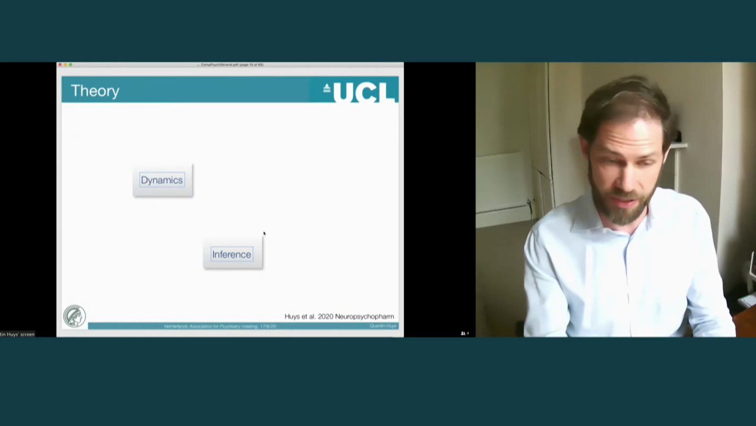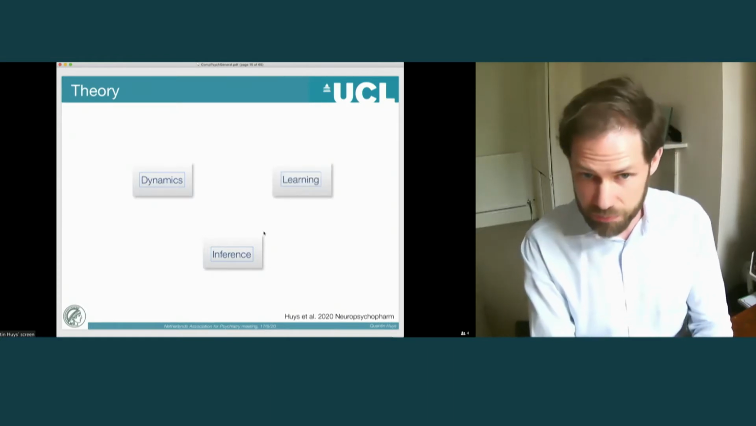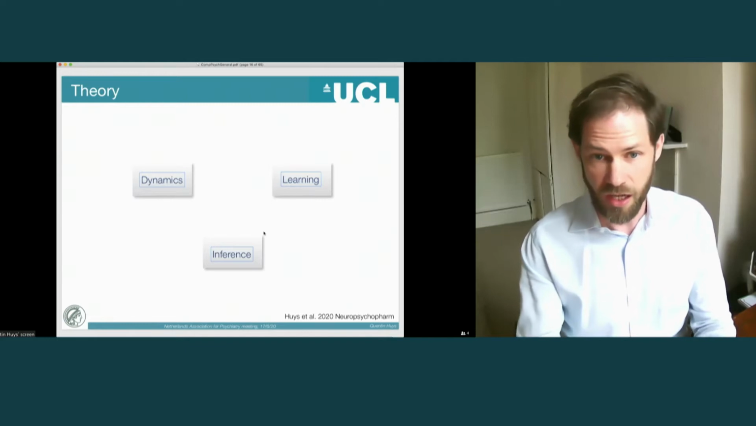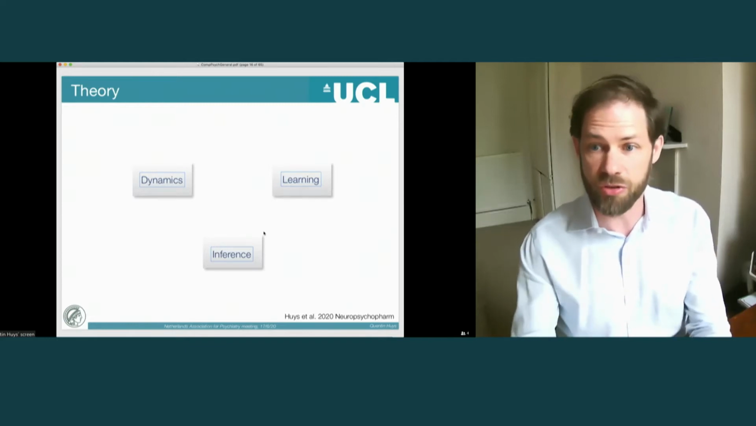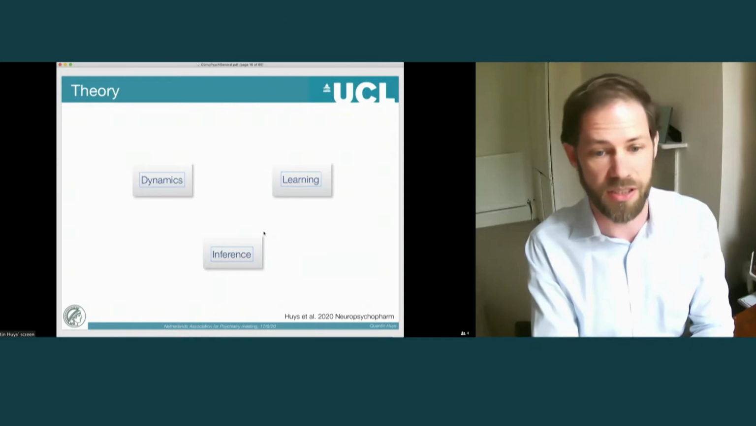The second approach focuses on inference, so trying to fill in the gaps between the stimuli, between the sensory information that we're presented with, and finding out what the latent structure is behind that. And the third approach focuses on learning. How do we take information and change what we do in the future based on that information? So I'd like to mainly focus on inference and learning and would present two examples of research from my lab.